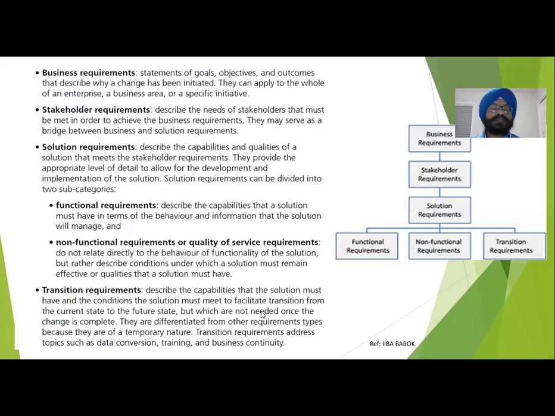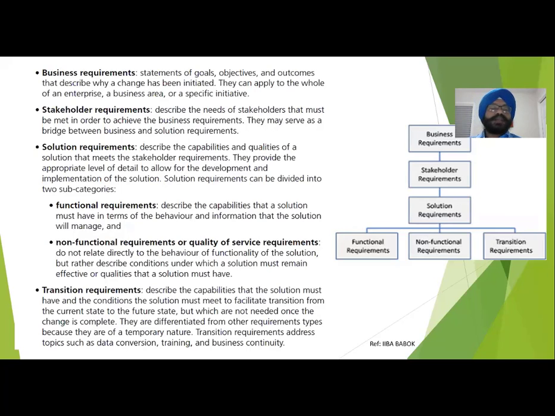Transition requirements. So this is very important. Most of the time, our business analysts I have seen in the team, they miss this particular point. It's important to address the transition requirements because the organization may have some existing system, right? And we need to understand that we are moving from the existing system to the new system. So current state to future state.